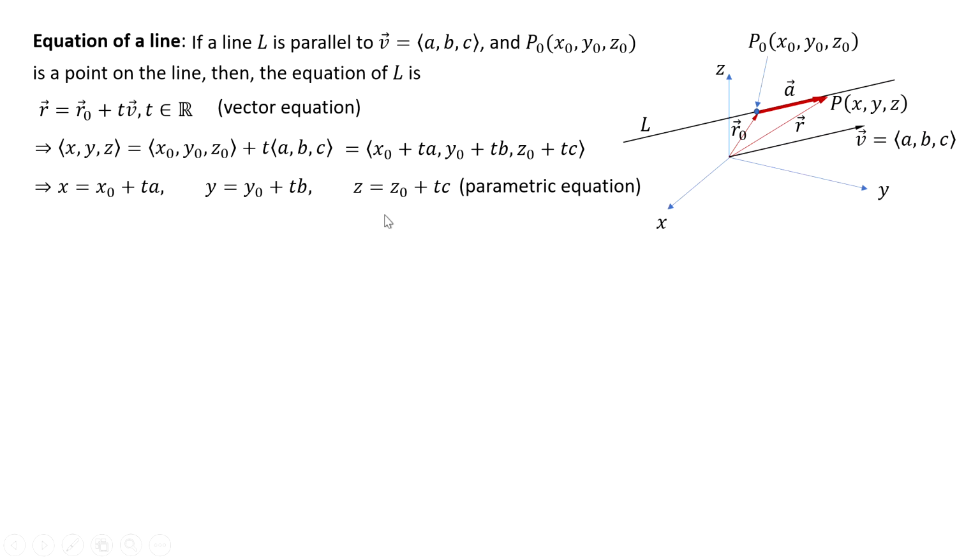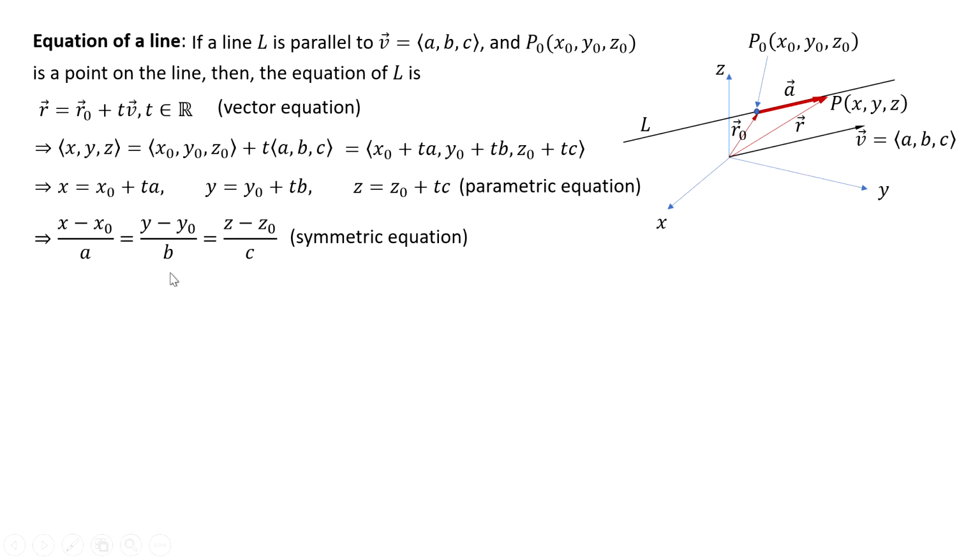This is what is called a parametric equation. As you can see, all we are doing is setting x equal to the first component here, x sub 0 plus ta, and second component y is y sub 0 plus tb, and so on. So that's another form of this line.